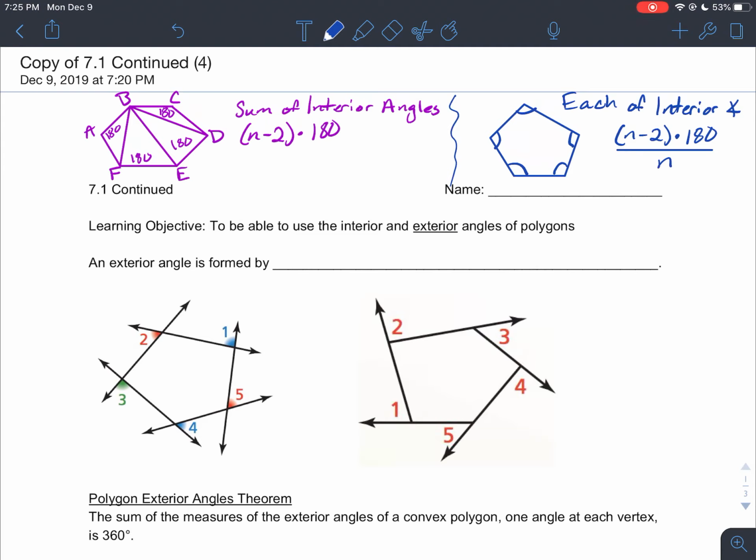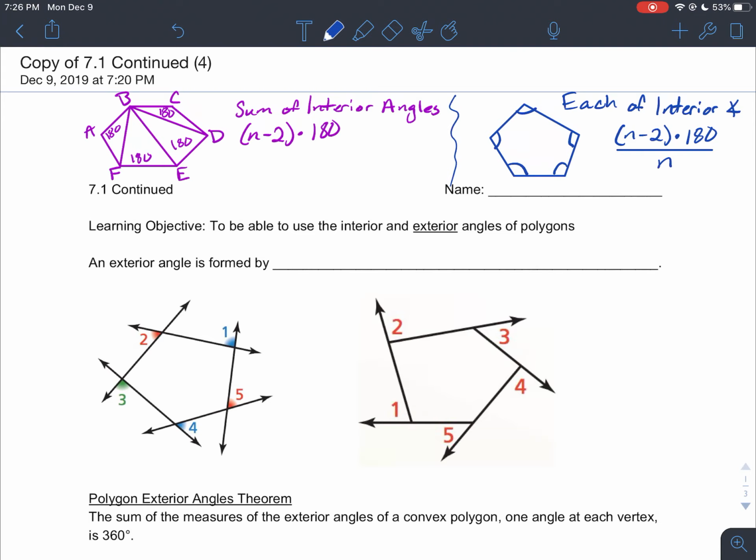So n minus 2 times 180 is the sum, what all of the angles will add up to. And if it's a regular polygon, just take n minus 2 times 180 and divide it by the number of sides n, and that will tell me what each angle measures. Okay, so yesterday, Friday, we looked at interior angles being the angles on the inside of our convex polygons. Today, let's look at exterior angles.